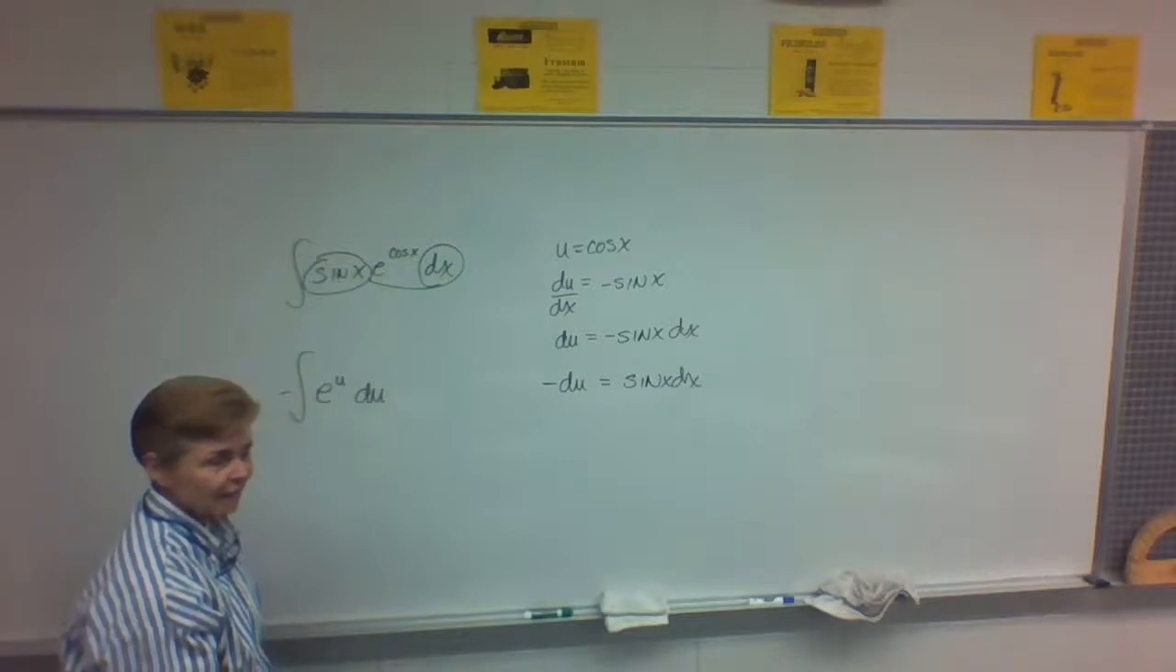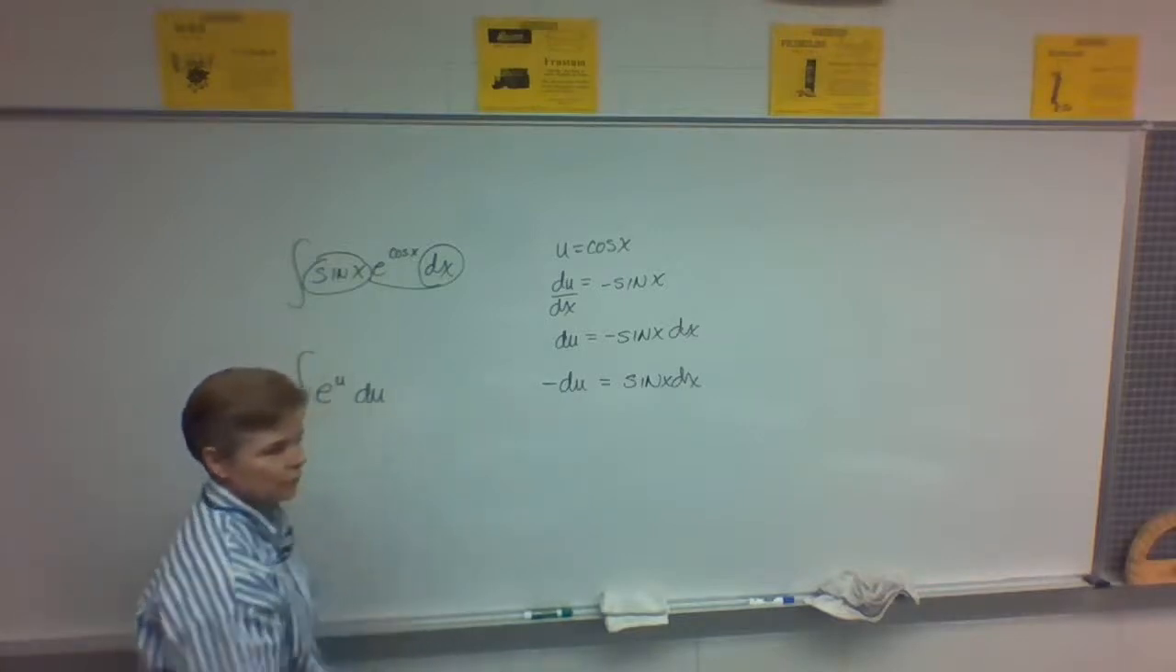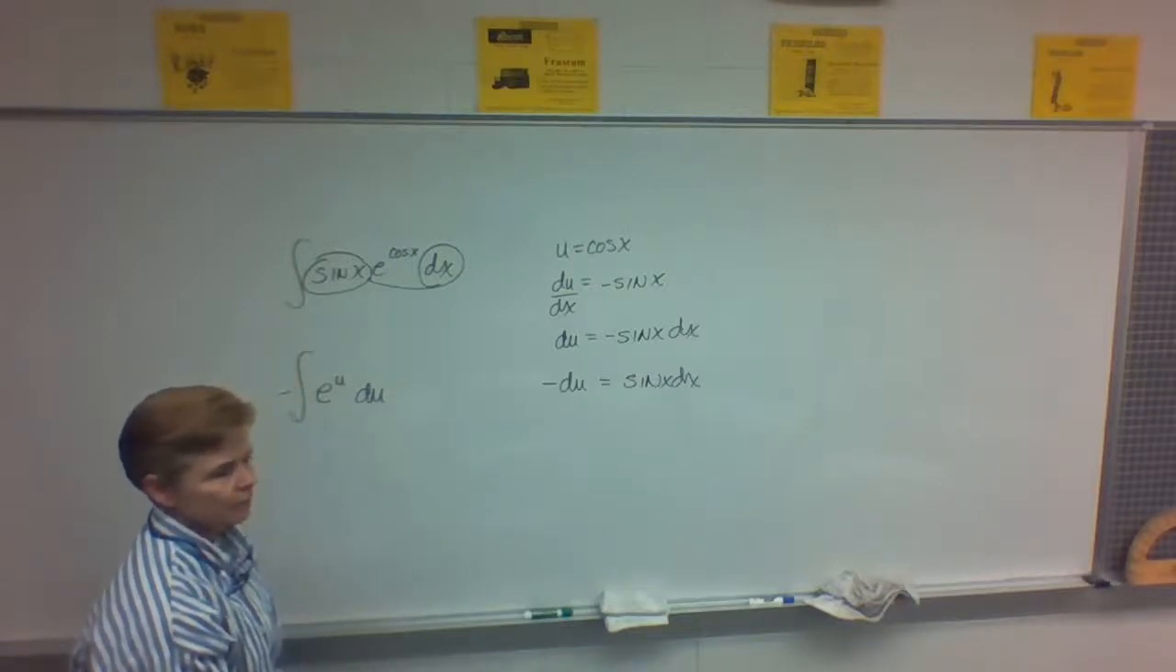Why do you need the negative out there? Because it's a negative du. Here's my negative du, and here's my e to the u. Y'all see it? And because negative is a constant, I just stuck it out front.